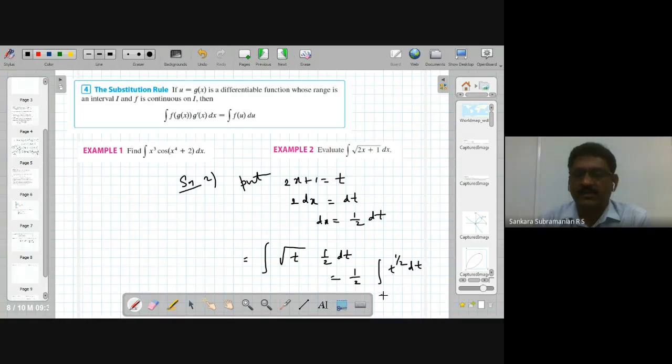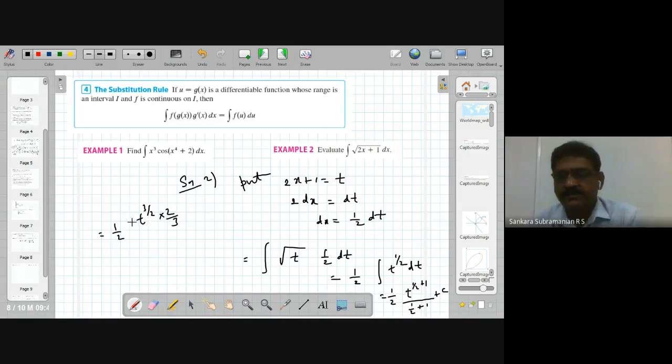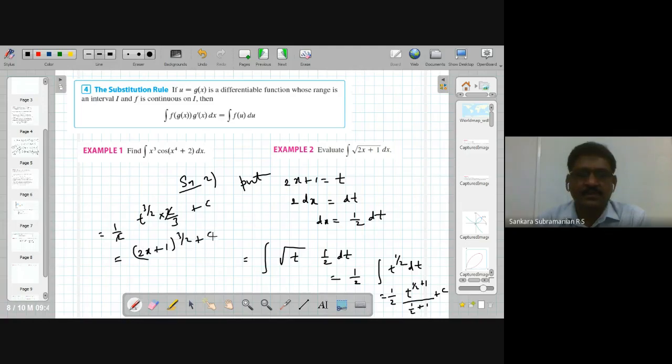You know the formula. This is t power 1 by 2 plus 1 divided by 1 by 2 plus 1, plus the constant of integration. This is 1 by 2 into t to the power 3 by 2 into 2 by 3, plus the constant. Now we can back substitute t as 2x plus 1, so 2x plus 1 to the power 3 by 2 plus constant will be the answer.